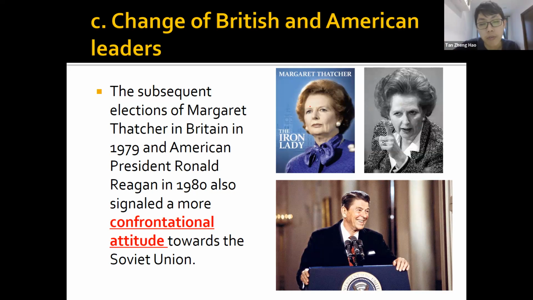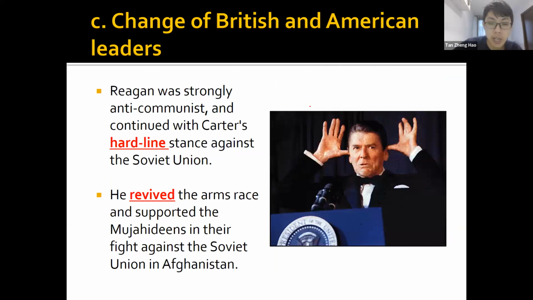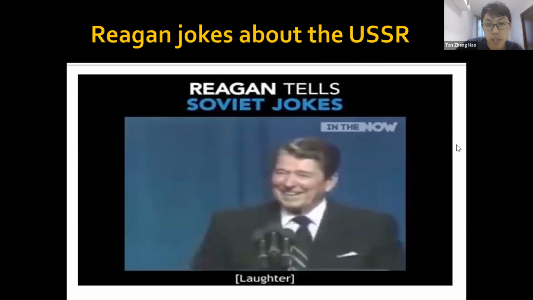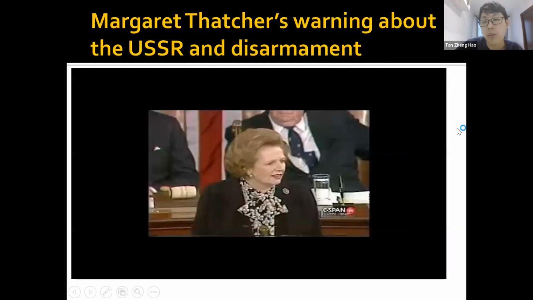They were also quite known for being confrontational, being willing to challenge the Soviet Union. And okay, so President Reagan was very tough. He revived the arms race. Just now, as mentioned, he supported the Mujahideen. The Mujahideen were the group of Afghan fighters, including Osama bin Laden. Okay, and that's the same for Margaret Thatcher. Okay, US, UK were still very close allies.